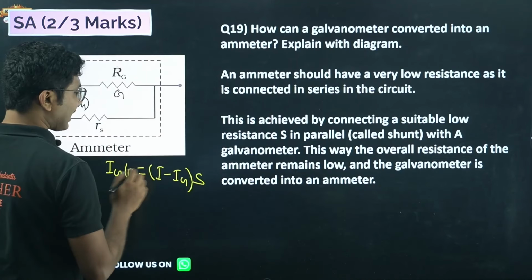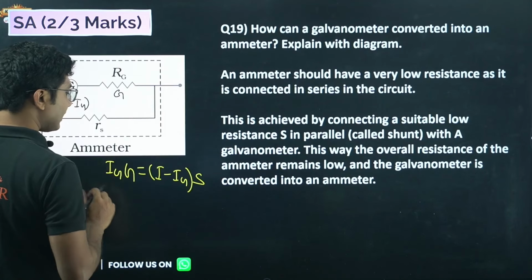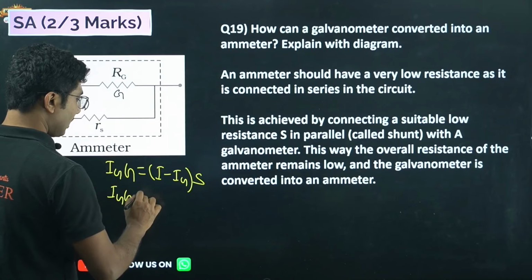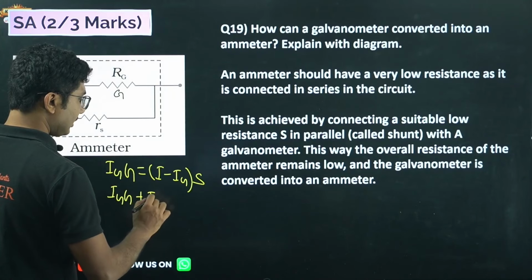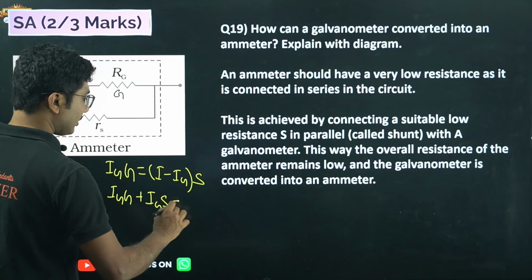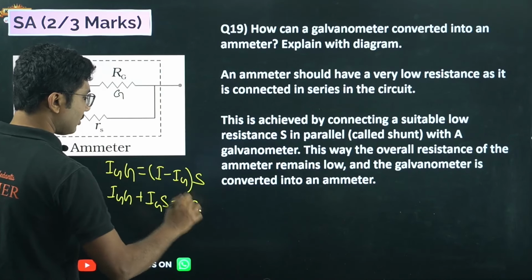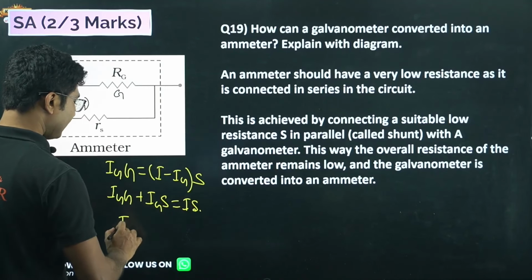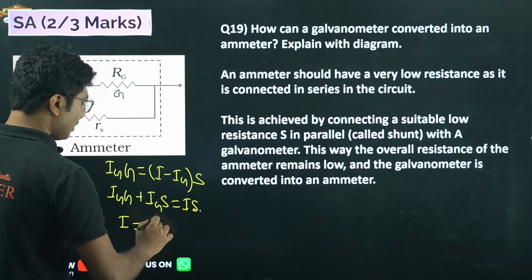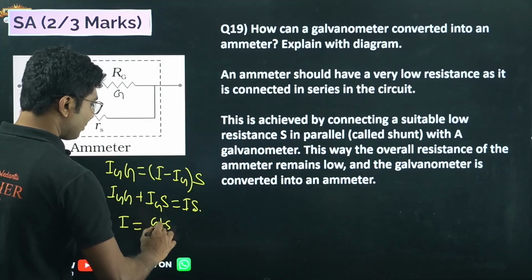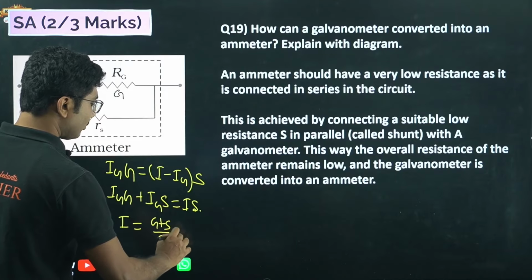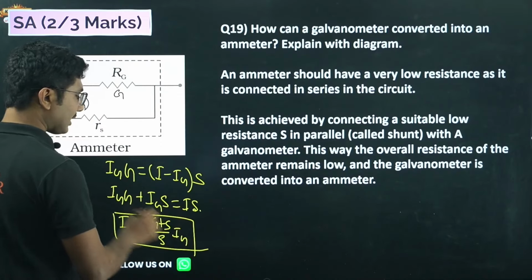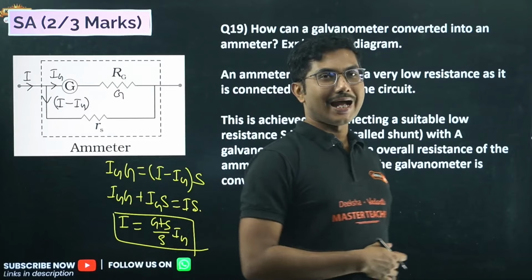Now from here you can calculate the value of I, which is very essential. So Ig into G plus Ig into S equals I into S. From here you can calculate the total current that you are measuring, that is I equals G plus S by S into Ig. This is a both-way equation, you can calculate Ig as well as I.